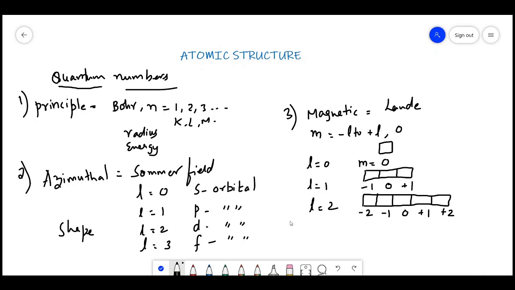Next, the fourth quantum number is the spin quantum number, and it was proposed by Uhlenbeck and Goudsmit. If the electron revolves clockwise, then it is given as plus half, and if the electron revolves anti-clockwise, then it is given as minus half. And the magnetic quantum number signifies orientation.